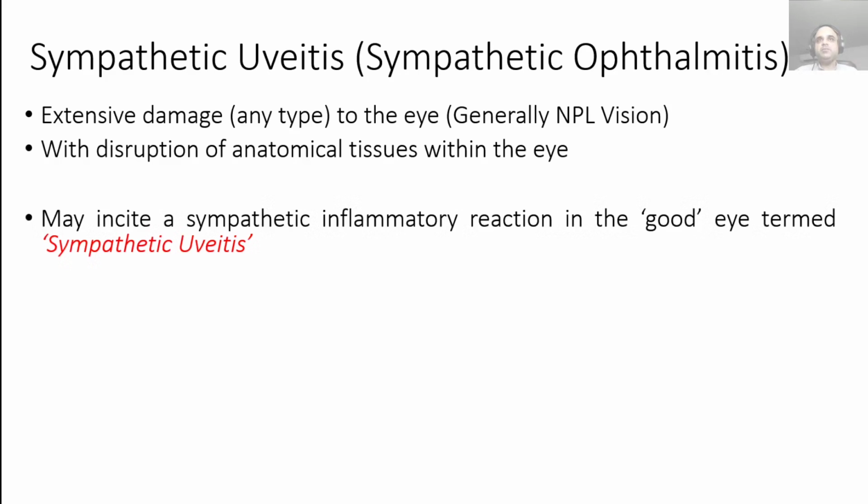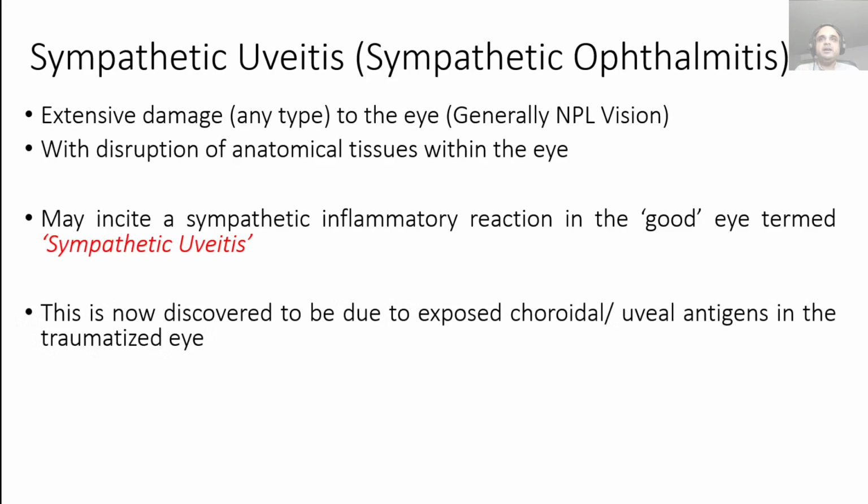And what was happening was that a sympathetic reaction was occurring in the good eye, the non-traumatized eye. This was called sympathetic uveitis because the good eye was sympathizing with the traumatized eye. Now it is known that this happens because many of the antigens that are locked up in choroidal tissues, which are never exposed to the body, after this type of trauma are exposed and antibodies are created against those, which cause this sympathizing reaction in the good eye.